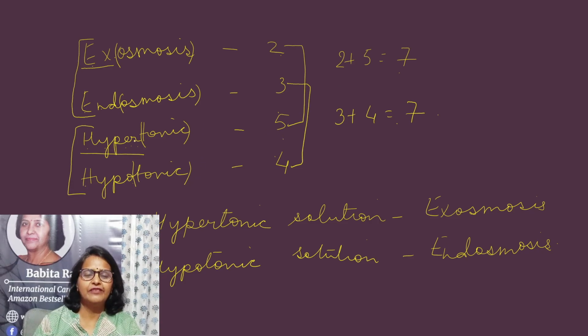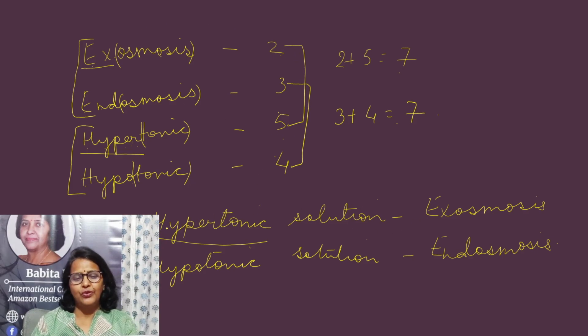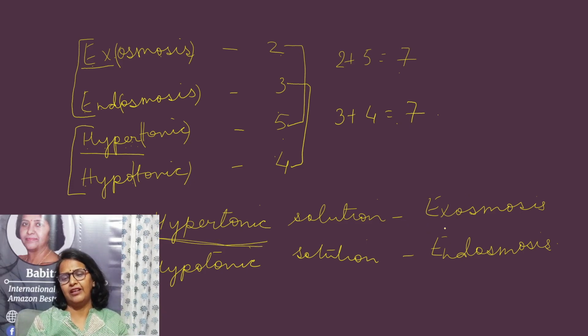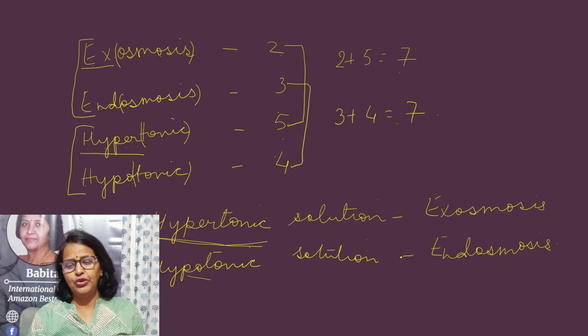So 5 is for hypertonic. So if we keep a cell in hypertonic solution, what has to happen? Exosmosis has to happen. So if we keep a cell in hypertonic solution, exosmosis will occur. And if we keep the cell in hypotonic solution, endosmosis will occur.